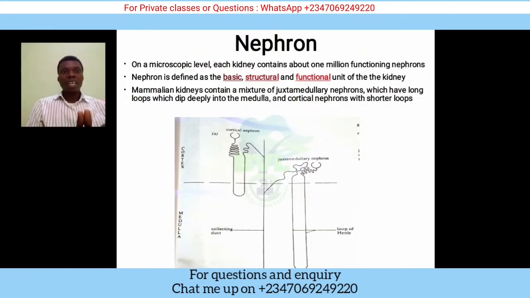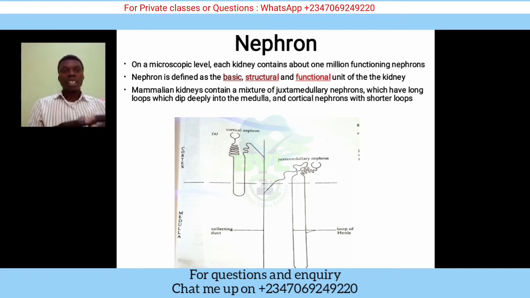Now, this diagram here, we are now talking about the nephron. And I will use what we just explained to buttress some facts here. When you slice the kidney, you have millions of nephrons in the kidney. For the fact that what the kidney is doing is executed by the nephron, the nephron is defined as the basic structural and functional unit of the kidney. Why? Because most of the functions, formation of urine, filtration, and all that is carried out by the nephron. So we call the nephron the basic unit of the kidney.